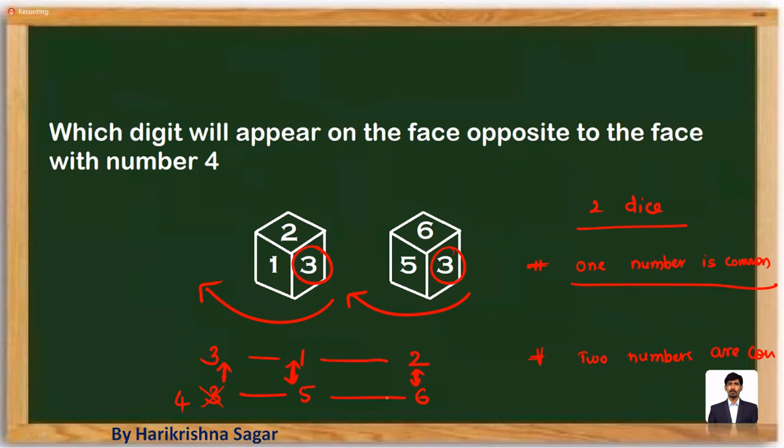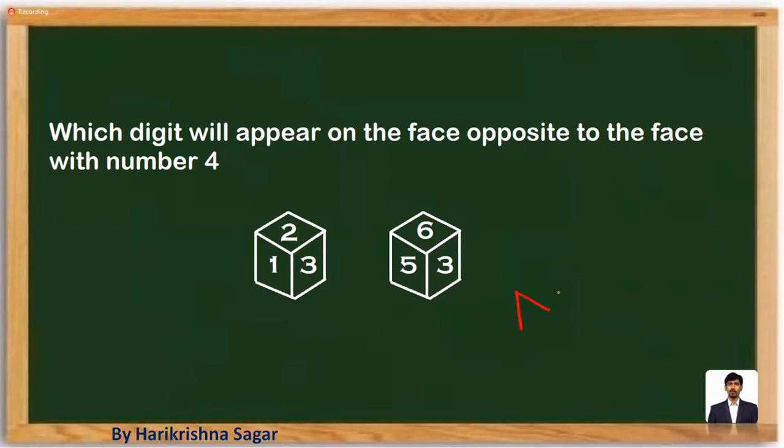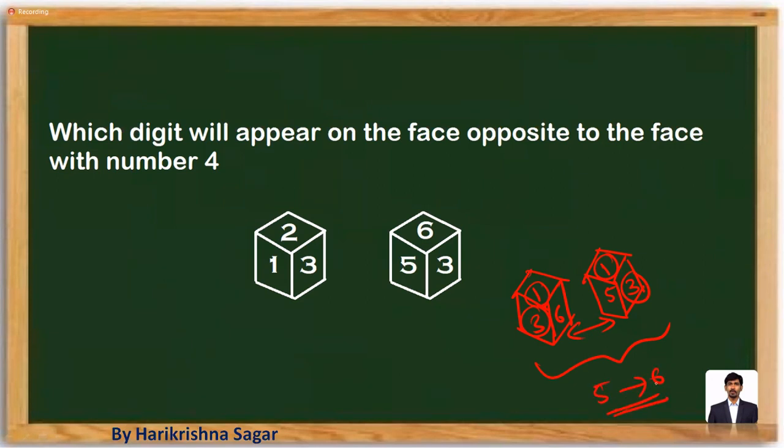For example, the same question is having two numbers common. I'm trying to tell you an example because this might be helpful when we are solving. For example, these are the dice given. So what are the numbers common? 1 and 3 are common. Whenever two numbers are common, the leftover sides are opposite with each other. That means 5 and 6 are opposite.